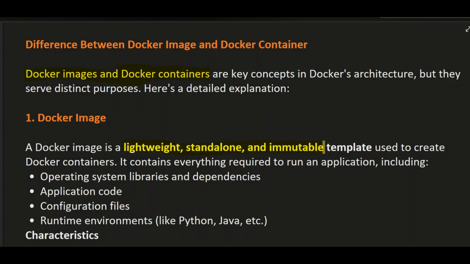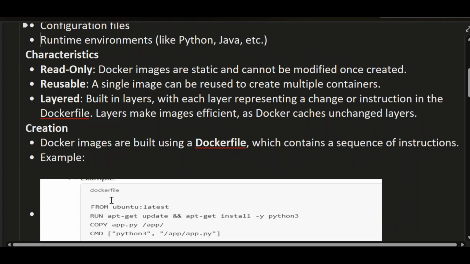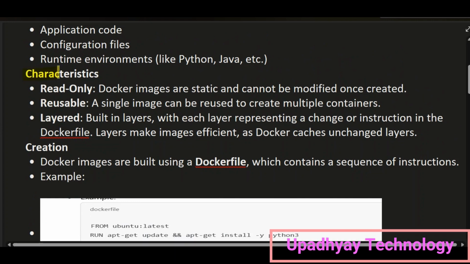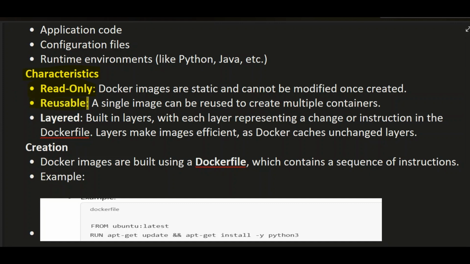It contains everything required to run an application, including operating system libraries and dependencies, application code, configuration files, runtime environments like Python, Java, etc. Characteristics. Read-only. Docker images are static and cannot be modified once created. Reusable. A single image can be reused to create multiple containers. Layered. Built in layers, with each layer representing a change or instruction in the Dockerfile. Layers make images efficient, as Docker caches unchanged layers.